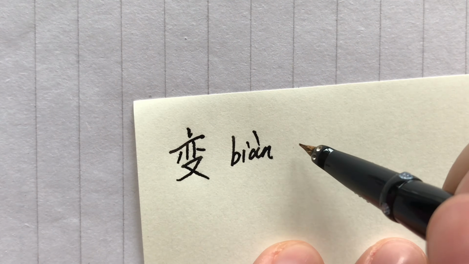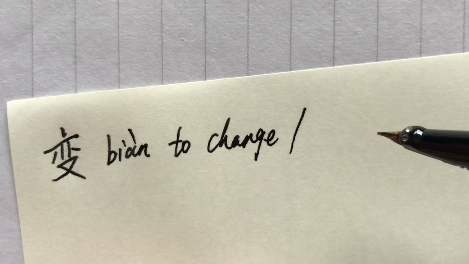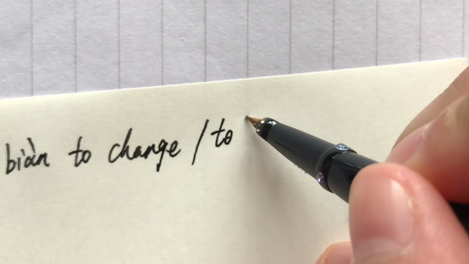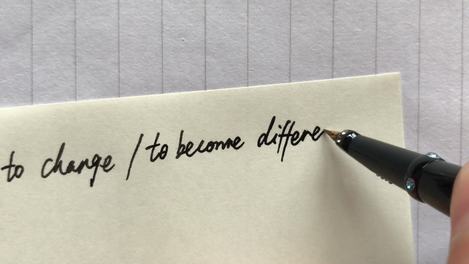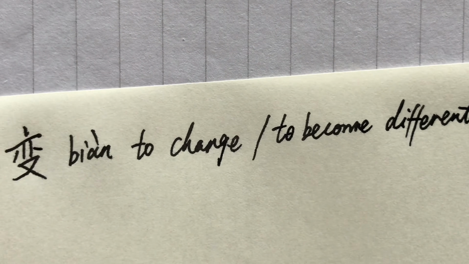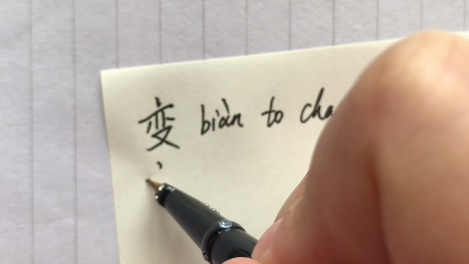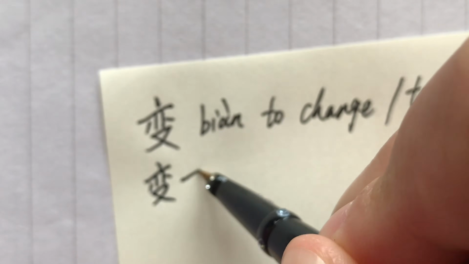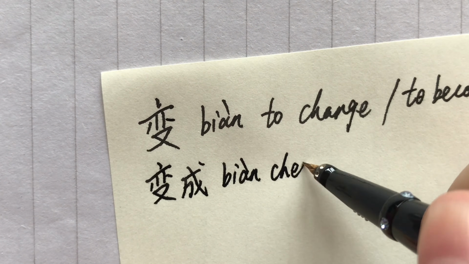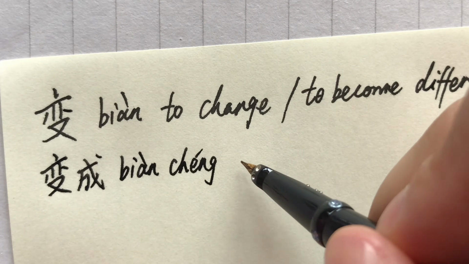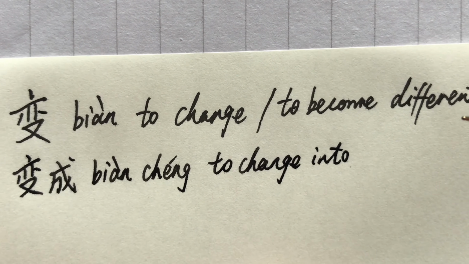Biàn, to change. To become different. For example, 变成, to change into. 变成, to turn into.